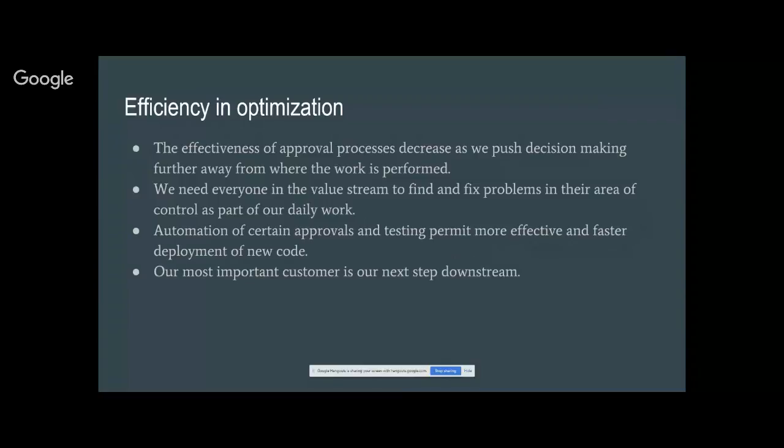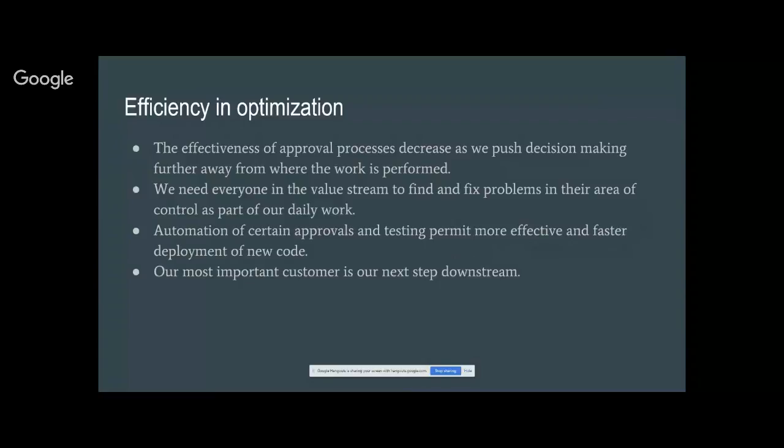Now, efficiency and optimization. The effectiveness of approval processes decreases as we push decision-making further away from where the work is performed. This is known as bureaucracy, where someone 15 levels above you has to say, sure, you can do this, and then it has to leak all the way back down to you. We need everybody in the value stream to find and fix problems in their area of control as part of our daily work. And as one of the DevOps principles, automation of certain approvals and testing permits more effective and faster deployment of new code.